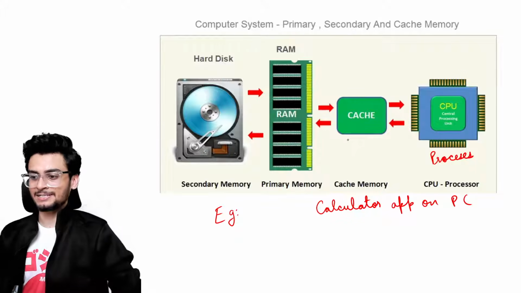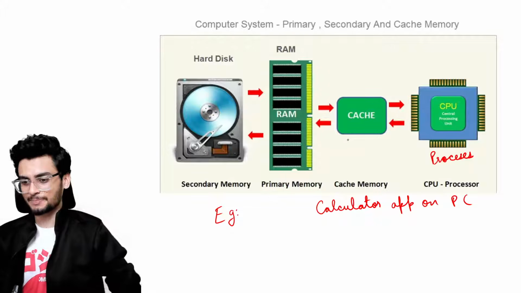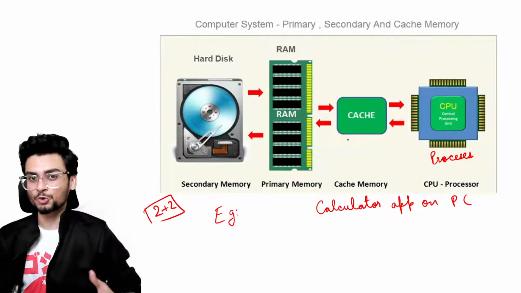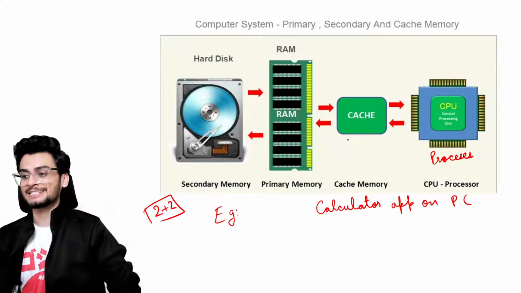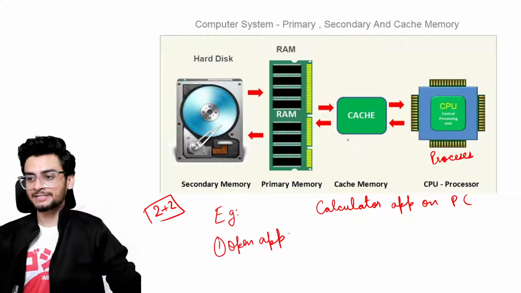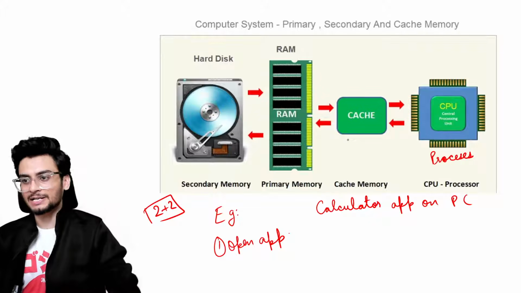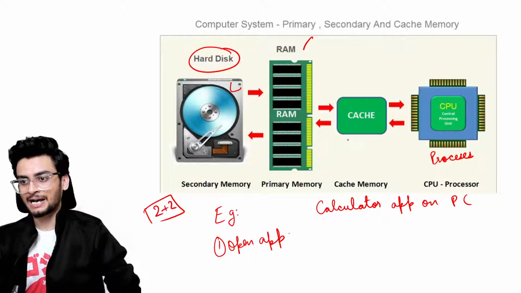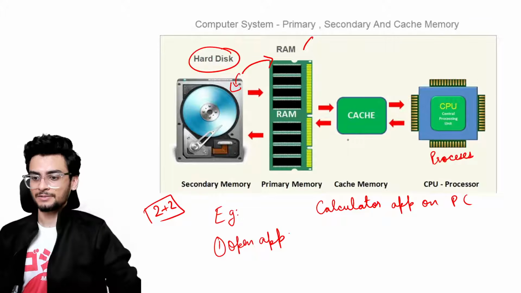So what are the various steps? For example, if I want to do 2 plus 2, we all know it's 4, but I want to do it on the calculator software inside a computer. So the first step is we open the app, right? As soon as you open the calculator app, it opens. Here your calculator app is stored. From here your app goes into the RAM, right?